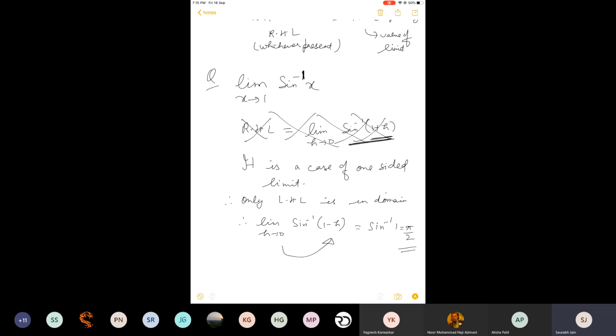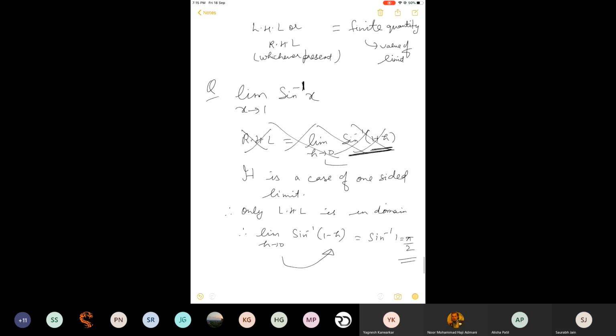Now, please do not use this same argument for the RHL. You cannot say that, sir, here also h is tending to 0, I will put 0, it will be sine inverse 1 only. So, though the answer seems like the case of a both-sided limit, because ultimately this will also become sine inverse 1 after putting h equal to 0, and this will also become sine inverse 1.